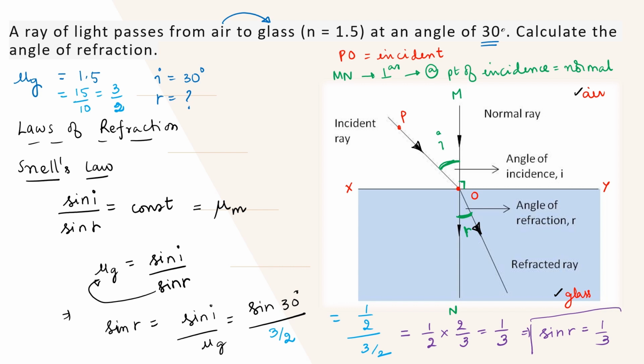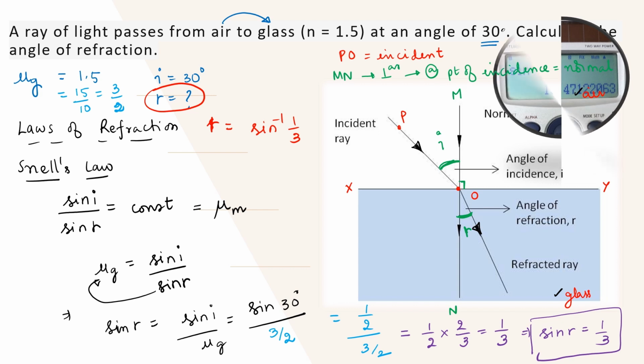Now what are we supposed to find out? We are supposed to find out the angle of refraction. So how to get it? You have to find out the value of r for which sin r is 1 by 3. So for this we can write r is equal to sine inverse of 1 by 3. And what is the value of sine inverse of 1 by 3? That will be given in the question.